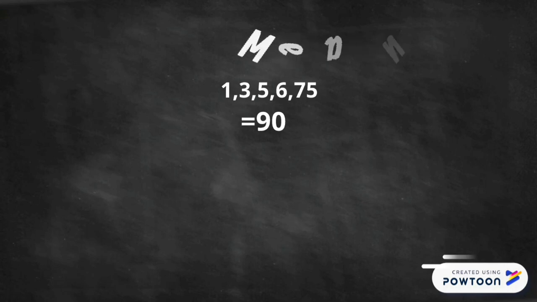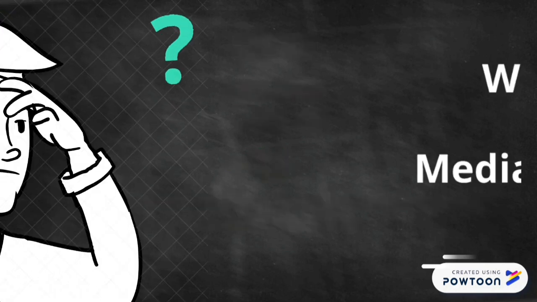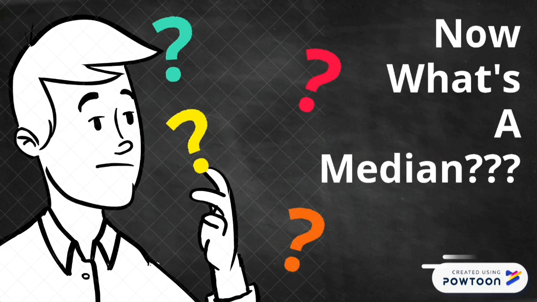So why divide by 5? Let's go back to our rule. It says after we add up all the numbers, we have to divide by how many numbers there are. So there are 5 numbers, as we can see. 1, 3, 5, 6 and 75 are 5 numbers. So 90 divided by 5 equals 18, and that's our final result. The mean is 18. Now, what's a median?